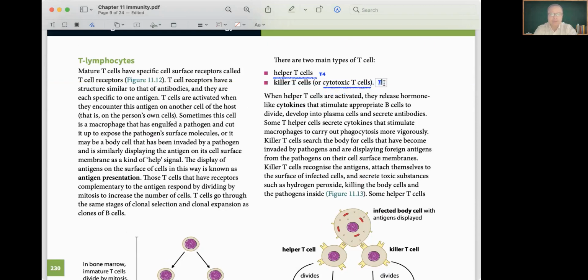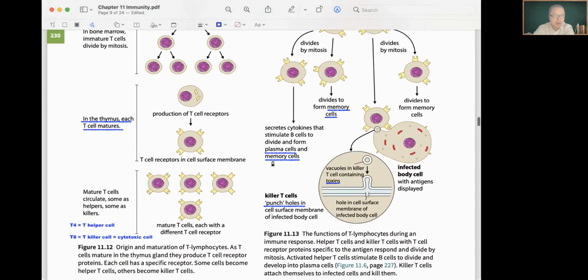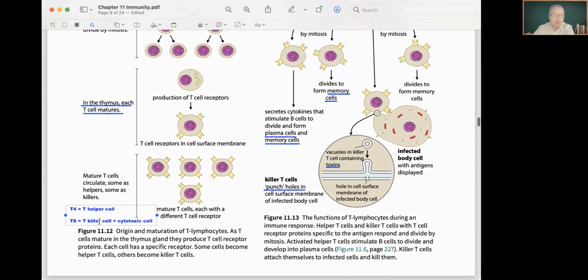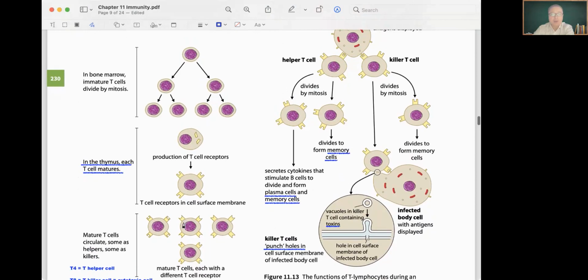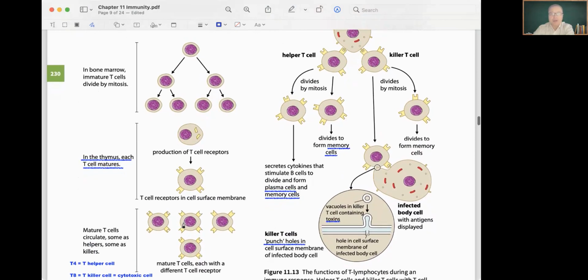So T4 is the T helper cell. T8 is the T killer cell. Oh, here I've written it. T4 is T helper cells. T8 is called T killer cells, or cytotoxic cells. As for further illustration of T4, T8, as well as B lymph cells and how they are produced, let's talk about them in the next class.